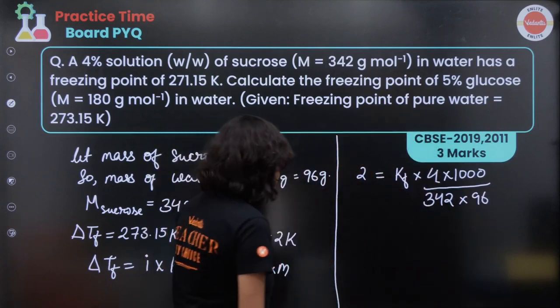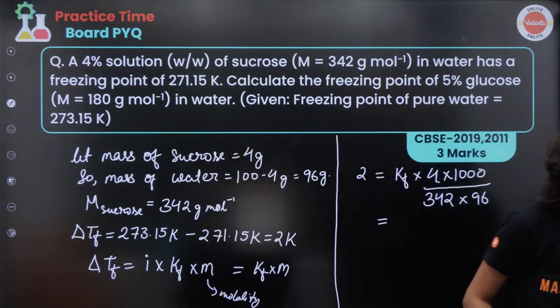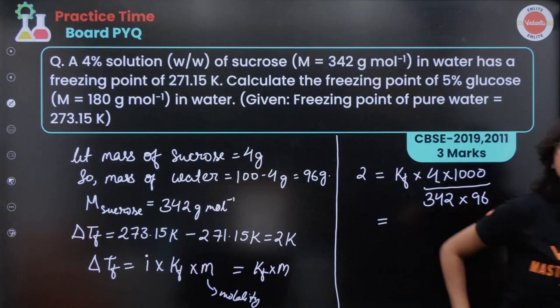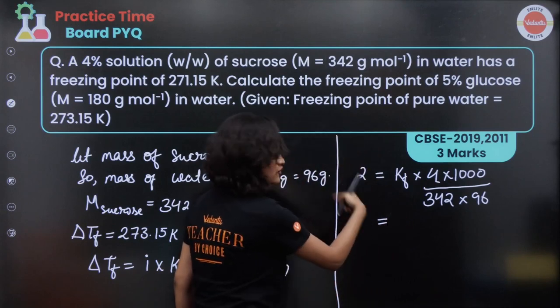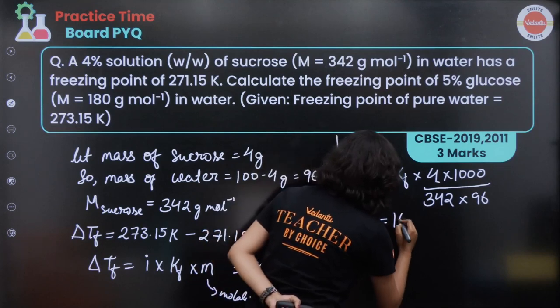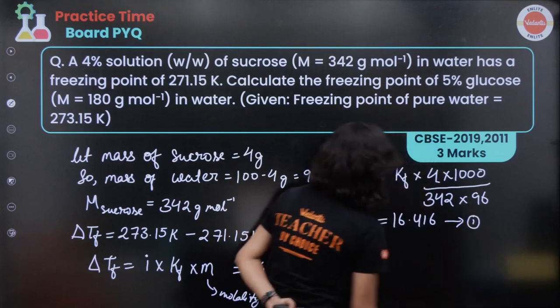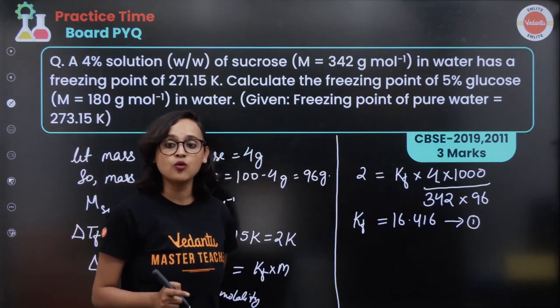342 into 96. If you solve this much, how much will you get? I'm going to get 16.416. So I'm getting KF value is equal to 16.416. Let's consider this to be equation 1. Cool.